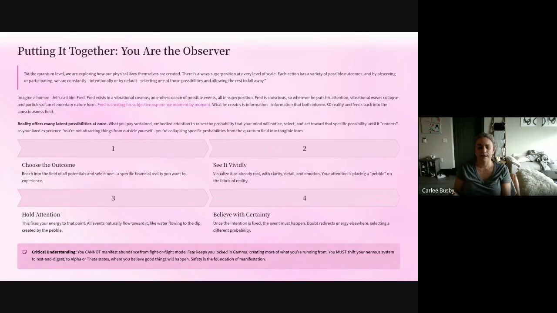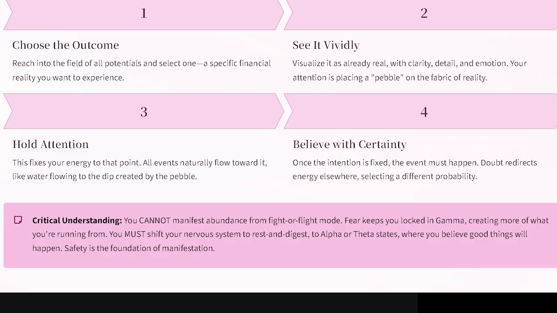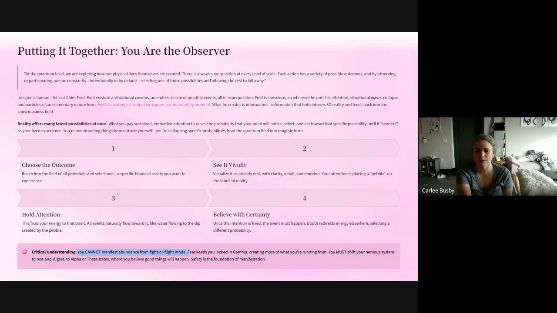So yeah. And then I have the reminder here that you cannot do any of this in fight or flight mode because you will completely miss step number 4. You may choose the wrong outcomes because you're desperate. You might be like, I need $1 million tomorrow, right? Like, okay, well, that's not realistic. You can't set these outcomes from a fight or flight state. You have to get into a calmer state.